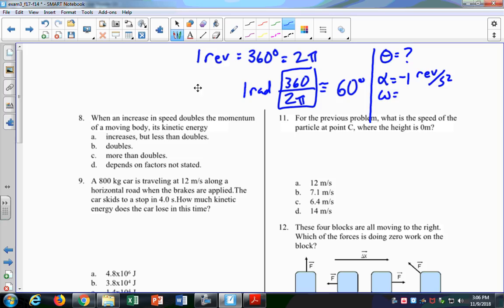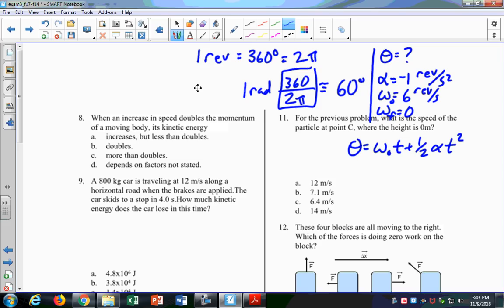And what was omega initially equal to? 6 revs per second. And it wants to know how far does it travel in the time that it takes to stop. So omega final is equal to 0. Am I right? That's what the question is asking? It's asking for the angular displacement before it stops. So in order to find the angular displacement, you say theta is omega naught t plus 1/2 alpha t squared, right?